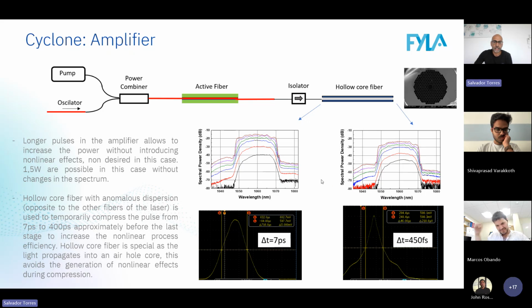The fiber is a hollow core fiber. Here you have an image of the structure of the holes inside the fiber. It's special because the core is air, so this allows the peak power of the pulse to increase without generating nonlinear effects because the propagation is in air. At the end of the hollow core, the spectrum is the same as at the beginning, but the pulse width decreases by more than one order of magnitude.